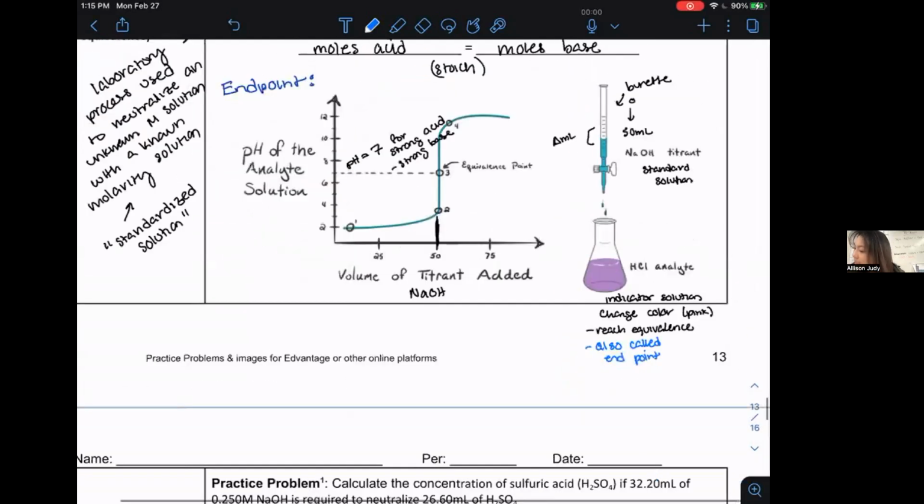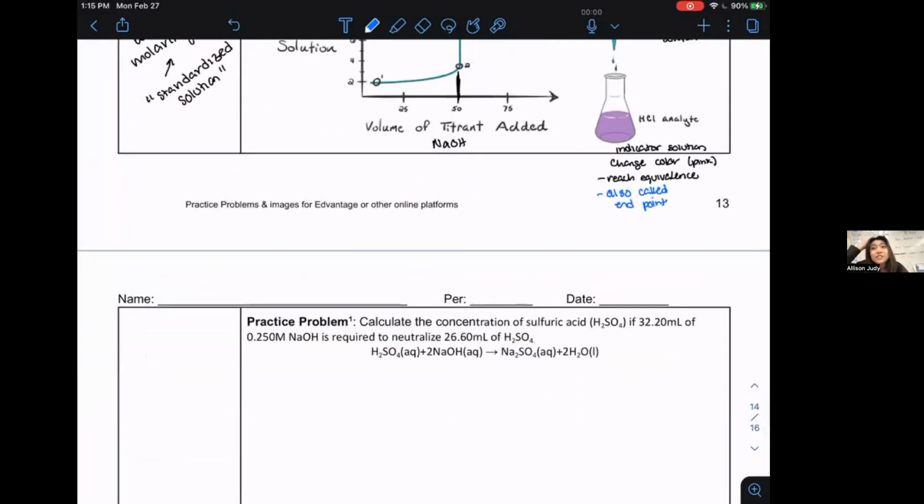Okay, so that presents us a new math problem. So what we have here is you're going to be asked to calculate the concentration of sulfuric acid, which by the way is a very strong acid, if 32.20 milliliters of 0.250 molar titrant standardized solution, strong base sodium hydroxide, is required to neutralize 26.60 milliliters of my unknown concentration of acid.